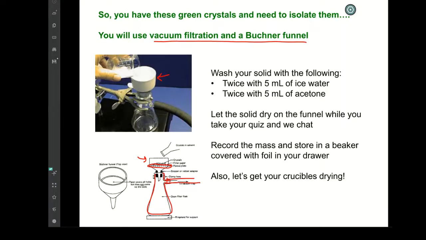What you'll do is pour the liquid with the crystals in it onto the top here, and you'll collect the crystals on the top, and the liquid will pass through into the bottom here, and you'll be able to isolate your crystals. So we'll do that if you need to. We'll do that at the very beginning of lab, and we'll give those a chance to dry while we take our quiz. If you did not prepare green crystals, then some will be given to you, okay?